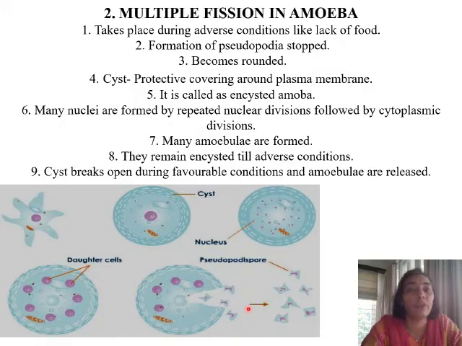So this is how multiple fission takes place, that is from a single parent cell we get a large number of daughter cells, or daughter amoeba. So this is what is multiple fission in case of amoeba.